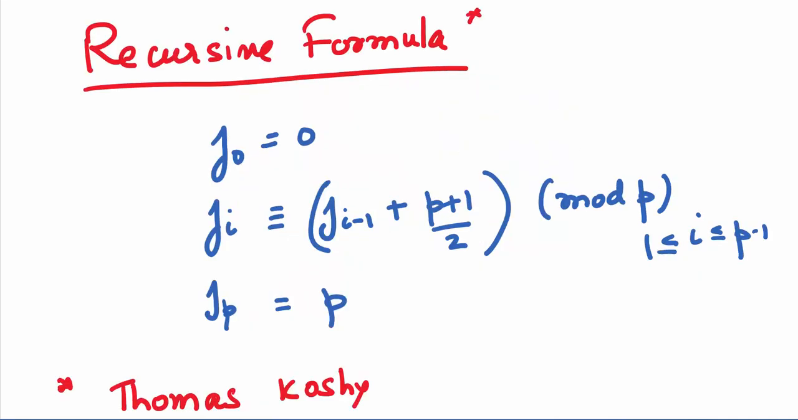There is also a recursive formula. You can refer to Thomas Cauchy. J0 is taken to be 0. Ji is congruent to J(i-1) plus (P+1)/2 modulus of P, where the i value is greater than or equal to 1 and less than or equal to P minus 1. Jp is taken to be P. Again, here we've taken Ji as the ith position.